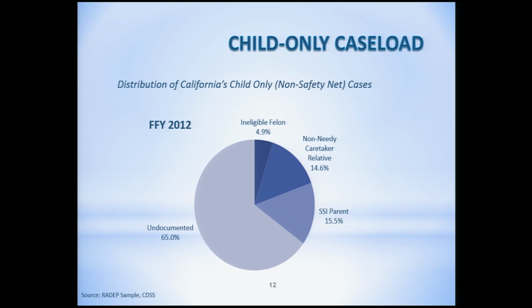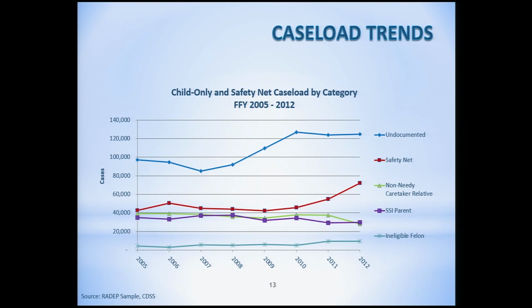This is looking at that group of just the child-onlys in a pie graph, with the largest being the undocumented parents. It would have been interesting to see an earlier snapshot of this one. I'll see if my staff can put that together next time. This chart, again, looks at trends, and shows how the undocumented went up substantially from 2007 through about 2010, then leveled off. Safety net, of course, continuing to grow. And SSI parents, fairly flat, slightly declining. Those are the recent trends there.